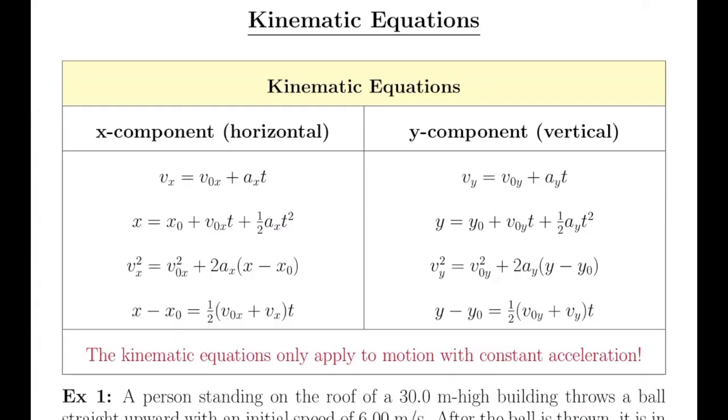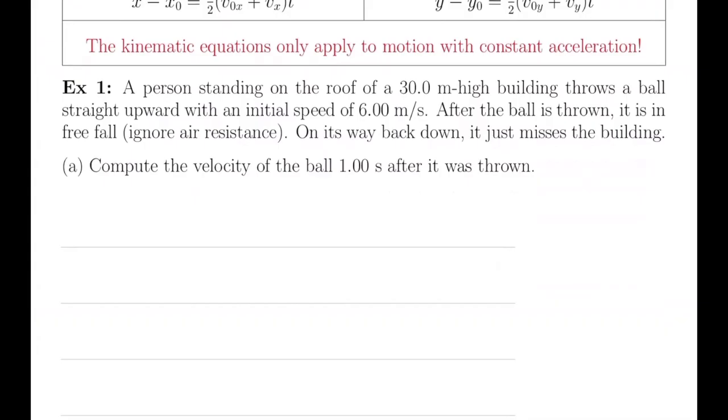Let's do an example. For example 1, we have a person standing on the roof of a 30-meter high building, and this guy throws a ball straight upward with an initial speed of 6 meters per second. After the ball is thrown, it is in free fall, and we're ignoring air resistance. On its way back down, it just misses the building. Compute the velocity of the ball 1 second after it was thrown.